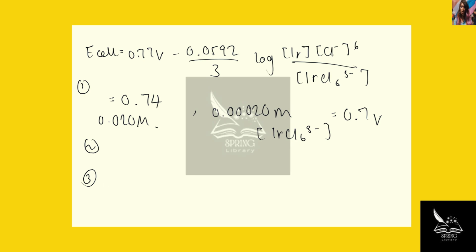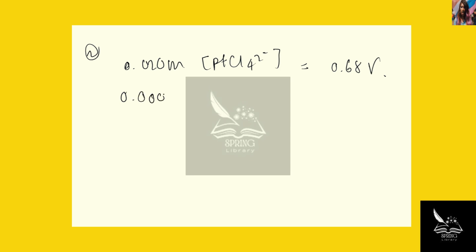So then for the next example, we'll look at the second one using the same equation, and so when we have 0.020 for PtCl4 2-, we have a voltage of 0.68. And when we have 0.00020 PtCl4 2-, we have 0.62 volts. So 99% of platinum will plate out for the voltage range of 0.68 to 0.62 volts.